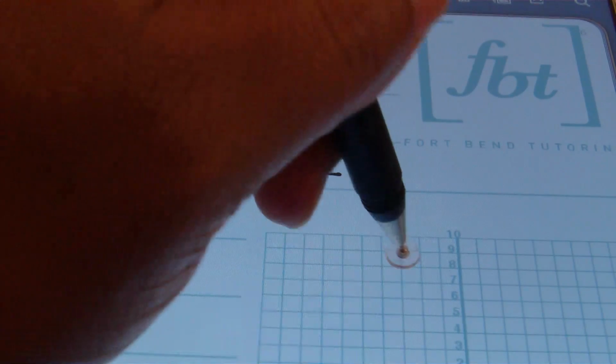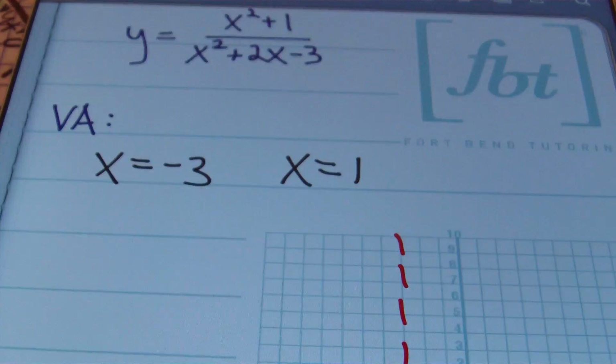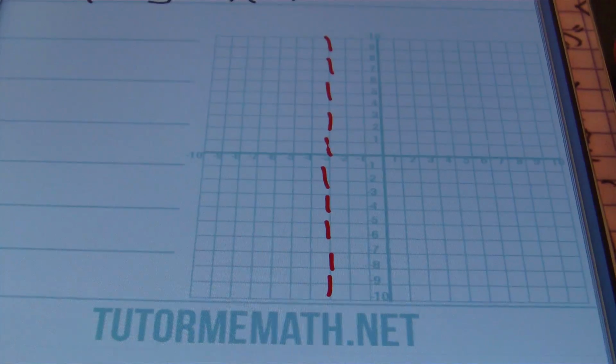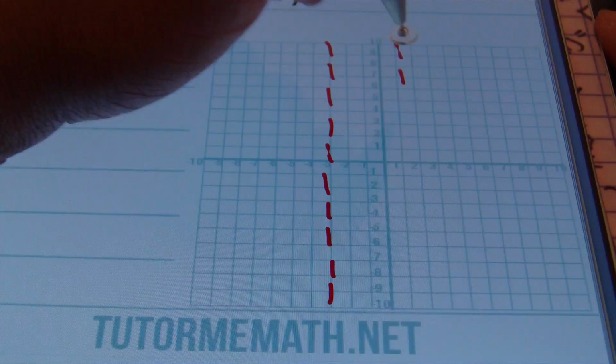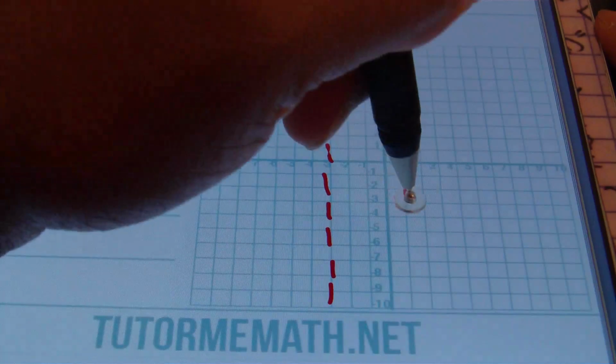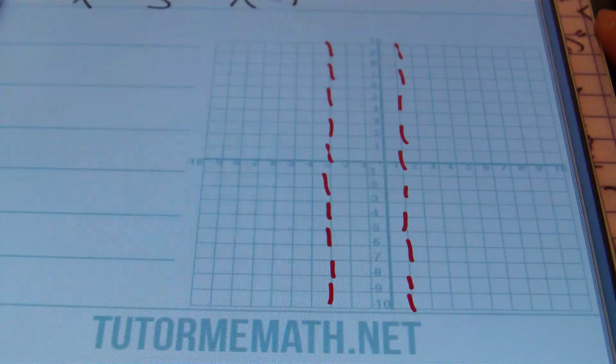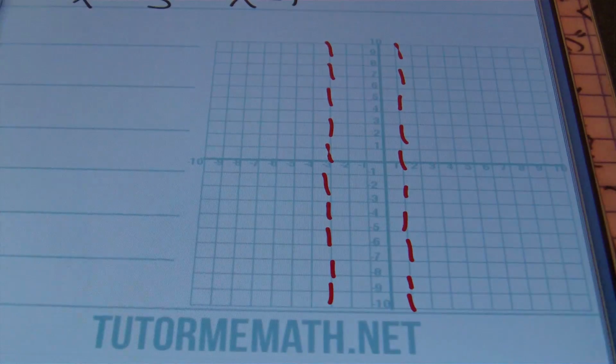So at -3 on the x-axis, I'll have a dashed line going right through here. And then, let's put it in view. We'll go ahead and graph our vertical line x equals 1. Look at that. Just beautiful. These are going to be our vertical asymptotes graphed.